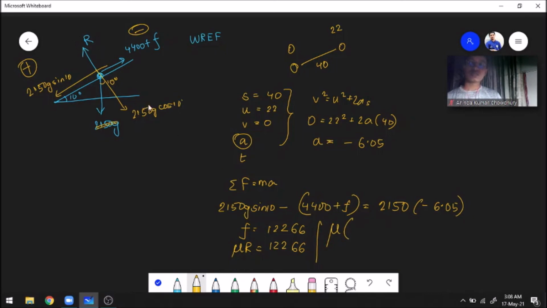Basically, these forces balance because the car is not jumping up and down as it is rolling down the slope, as it is skidding down the slope. So R is equal to 2150 g cos 10. That is our value of R. That should give us our value of the coefficient of friction. Yes, so our coefficient of friction turns out to be 0.59. That is the coefficient of friction.